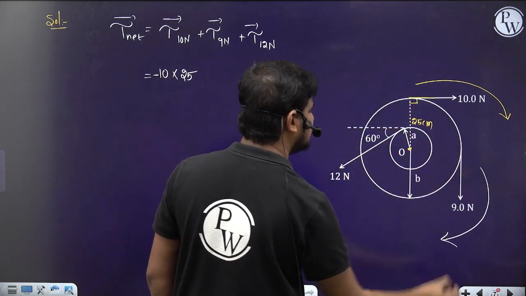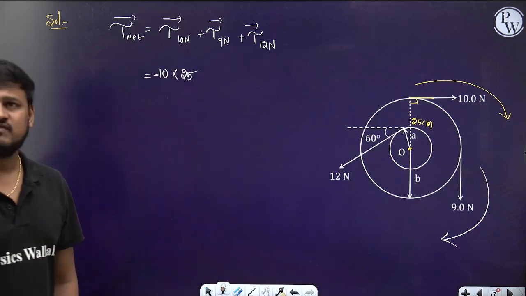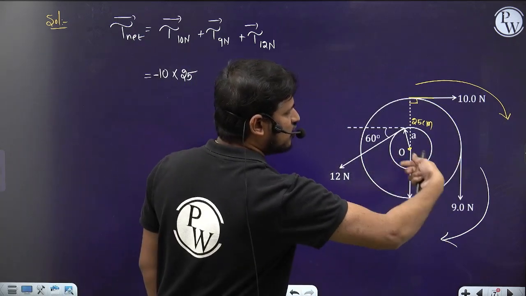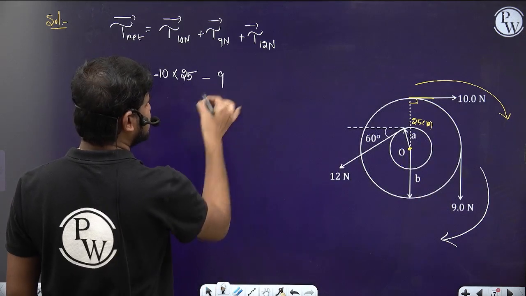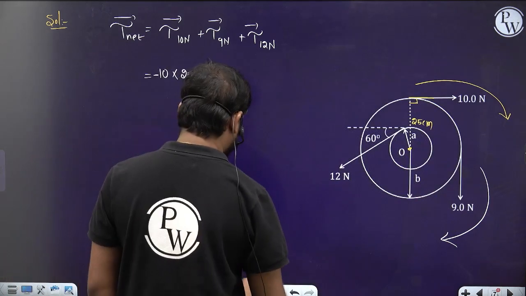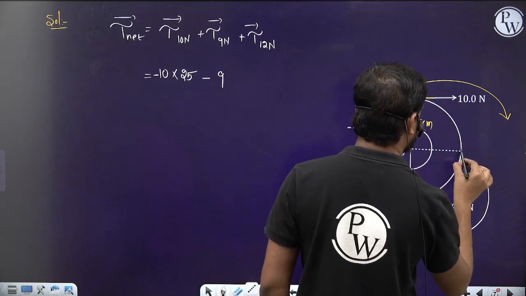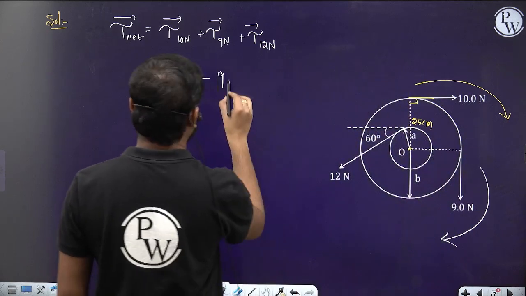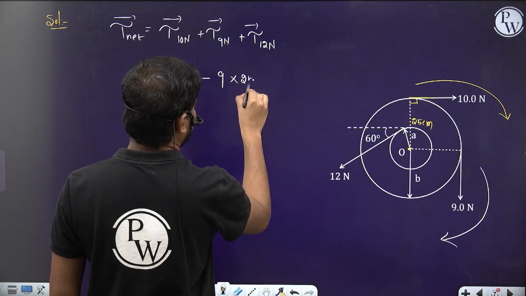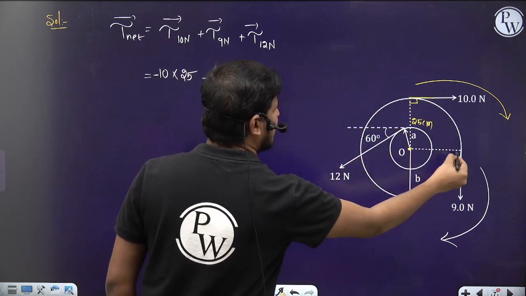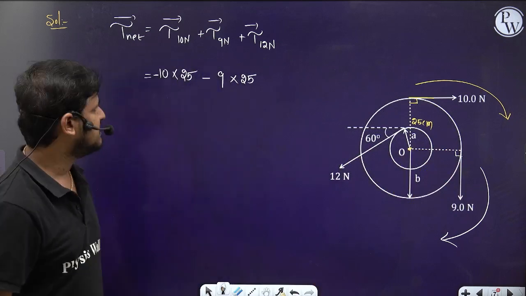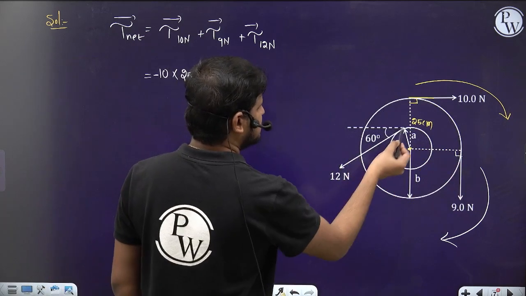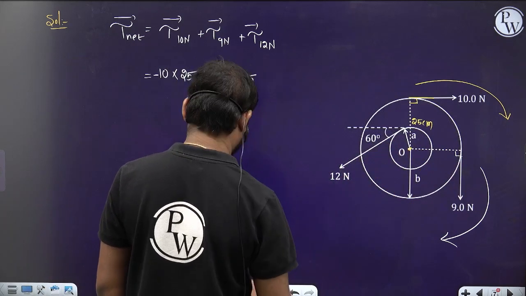Now let's go for the 9 newtons force. The 9 newtons force also causes a clockwise torque. So here again minus, force is 9 into, about the center we require from here to here, again the distance is 25. So 9 into 25, again minus. The force and the distance are already perpendicular. This is also done.